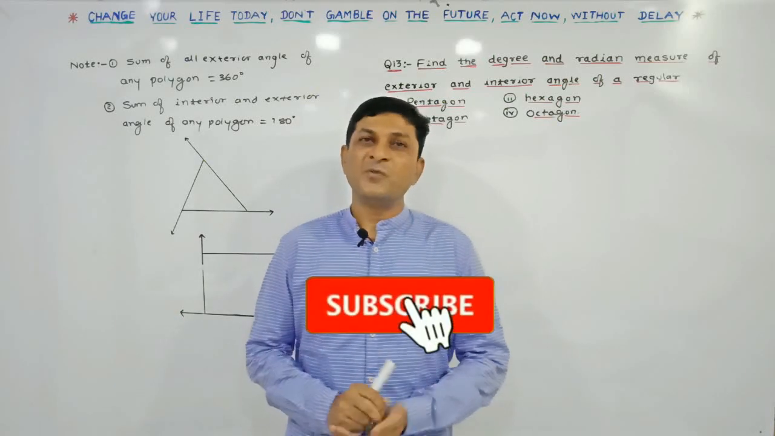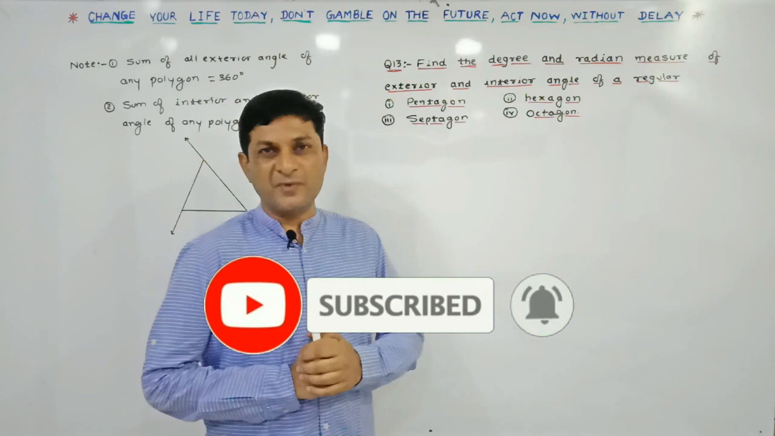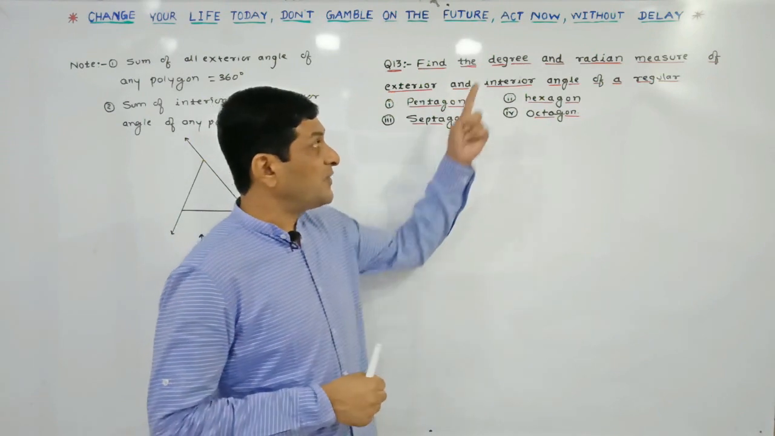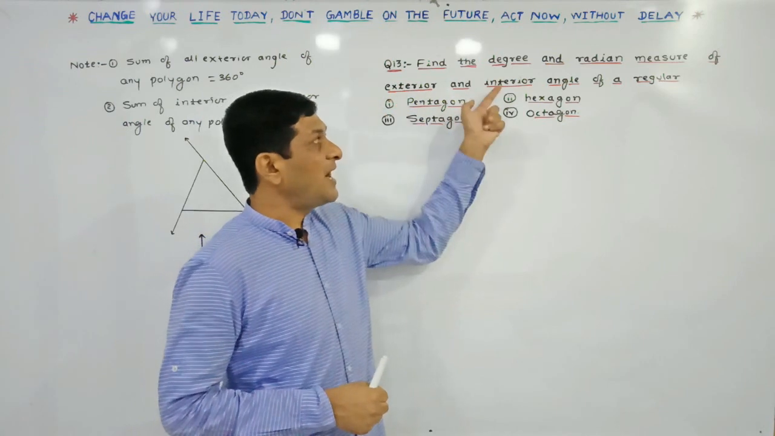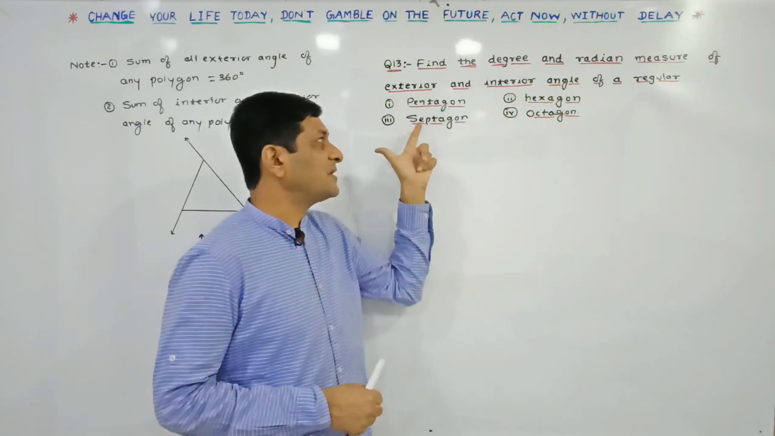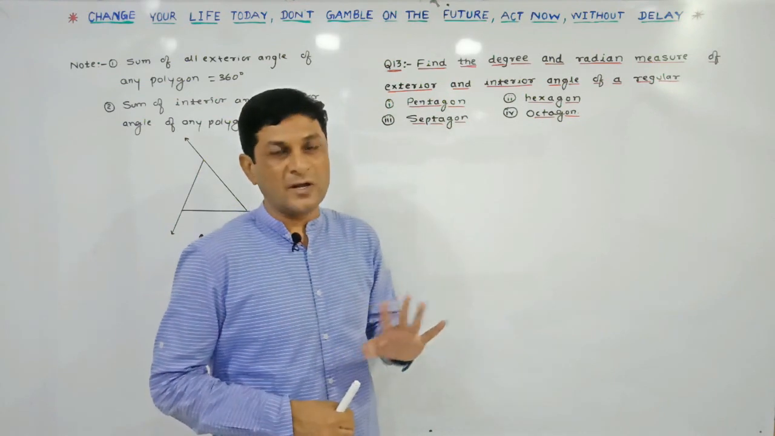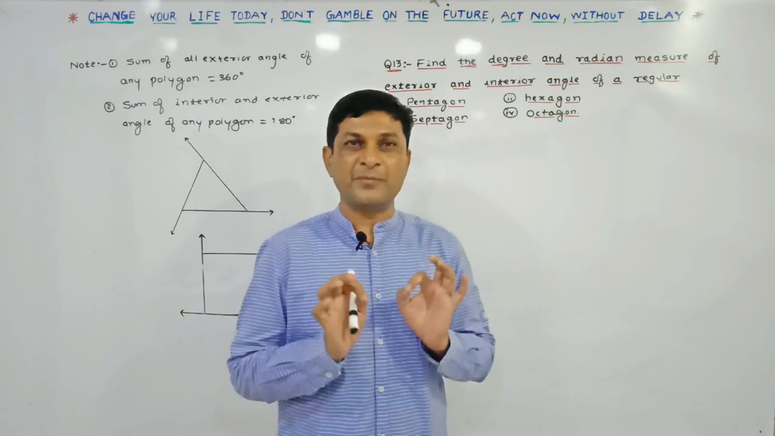Hello friends, now we are starting example number 13 from exercise 1.1. In this example, we have to find out degree and radian measure of exterior and interior angle of a regular pentagon, hexagon, septagon and octagon. Means total 4 examples are there. Method to solve all the example is same.